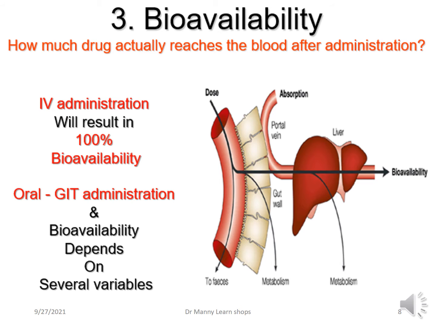When we talk about bioavailability, bioavailability basically means how much of the medication, the drug, actually reaches the blood after administration. When you have intravenous administration, you get 100% bioavailability. When you've got oral or gastrointestinal administration, bioavailability depends on the variables that we discussed previously.